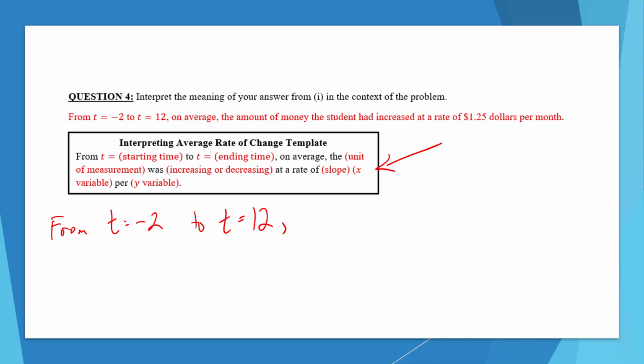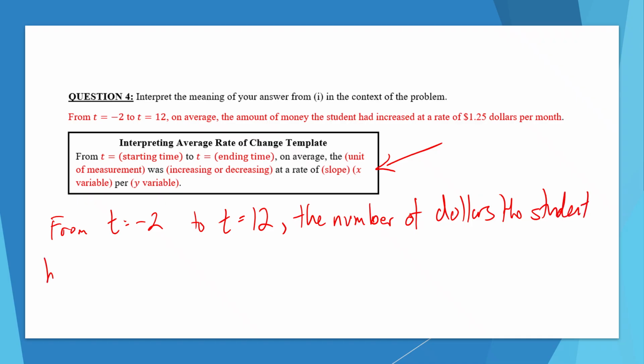And then here I would want, what are we looking at? What is changing? What is our unit of measurement? And here that's going to be the amount of money in dollars that the student had. So I'm going to say from t equals -2 to t equals 12, the number of dollars the student had in his account. So it's a little lengthy, but just bear with me.